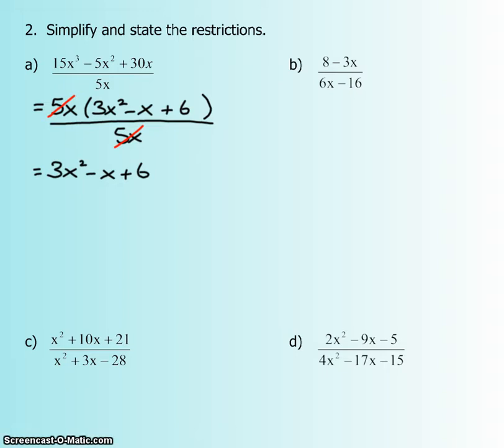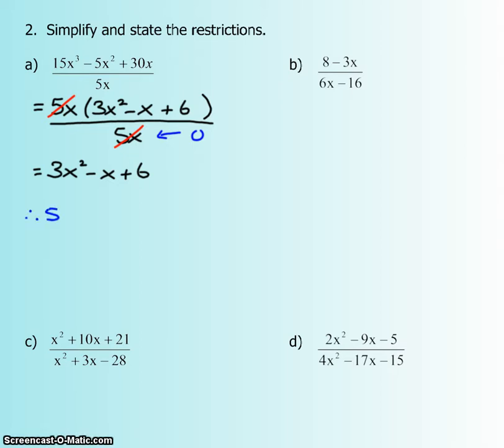So this is where the restrictions comes in. The restrictions means that I cannot have a denominator of 0. Any fraction that has a denominator of 0 gives you an undefined answer. So we want to state all the values of x where you get a 0 as a denominator, and we want to say x can't be those numbers.